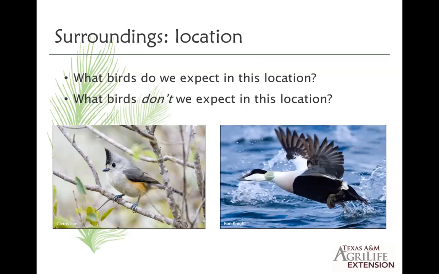Surroundings, location, again, is very important. Think about what birds do we expect in this location, and then what birds do we not expect in our location. So that on the right is an Eider's Arctic sea duck. We will hopefully never see this bird in Comal County. If we do, we've got a problem. So thinking about what birds will never be in Texas or in our county is important, and you can cut down the number of possible birds that you could observe and identify based on where they should be at a certain time of the year.